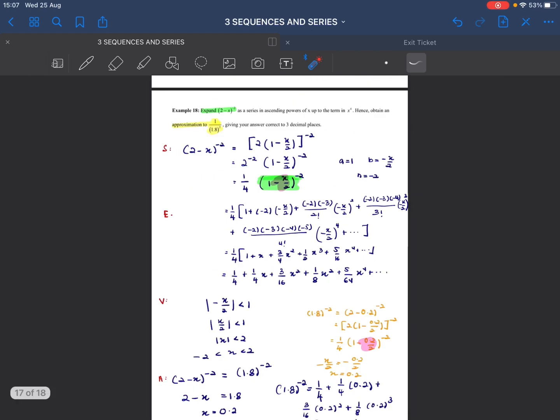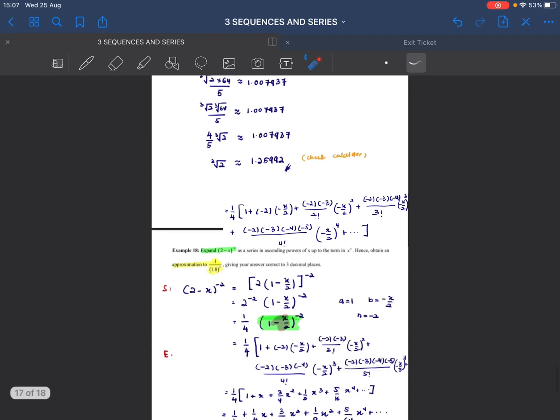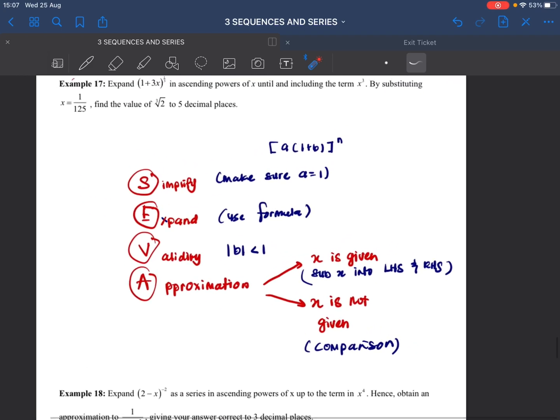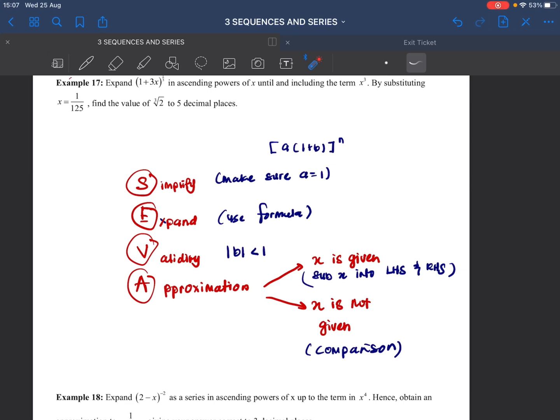Okay, so that is how to solve the expansion and approximate by using the expansion that we have. Okay, so again, saya repeat dekat sini. This is for n negative or fraction. Okay, we have seva dekat sini. As is simplify, you have to make sure your a is 1. Okay, and then we have x, we have to expand by using the formula. Validity, saya rasa ini tak ada masalah.